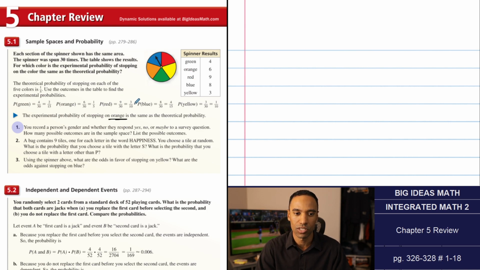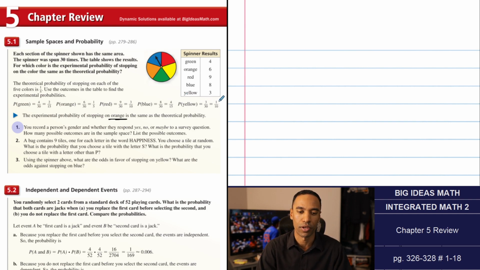Red is 9/30ths and reduces, and this is a good way of showing that you should be reducing your fractions. 8/30ths for blue, 4/15ths, 3/30ths for yellow, 1/10. So orange is the one that's the same as they asked, and that one seems to fall in line and match up. So we go to our questions now.